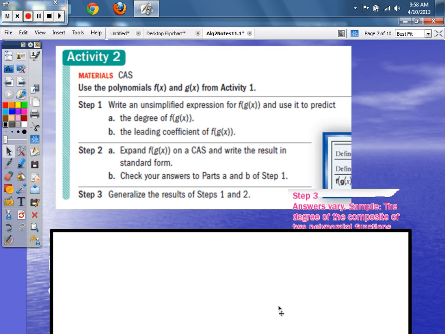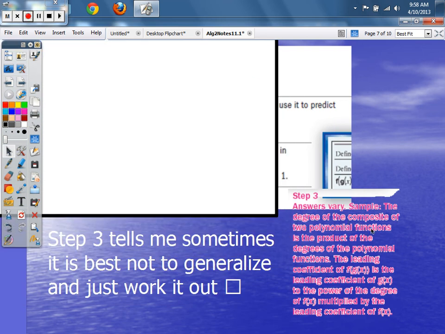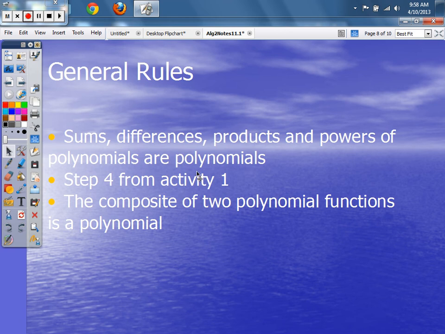And then they want us to generalize the results of steps 1 and 2. Here's their generalization. The degree of the composite of two polynomial functions is the product of the degrees of the polynomial functions. The leading coefficient is the leading coefficient of g of x to the power of the degree of f of x multiplied by the leading coefficient of f of x. This is ridiculous. The math we just did was not that difficult. Why would I make a generalization about this? Sometimes it's best not to generalize things and just to work it out and find the answer. If you want to write the sentence down, you can, but I think it's very confusing, so I would not if it was me.